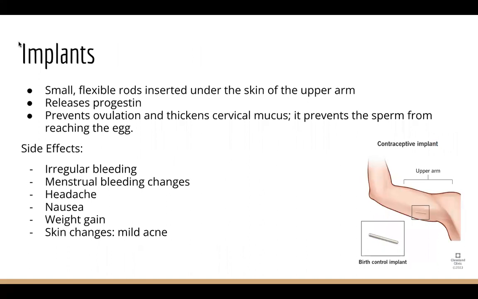Implants. Implants are small, flexible rods inserted under the skin of the upper arm. It releases progestin, prevents ovulation, and thickens cervical mucus. It prevents the sperm from reaching the egg. Some of the side effects include irregular bleeding, menstrual bleeding changes, headache, nausea, weight gain, and skin changes like mild acne.